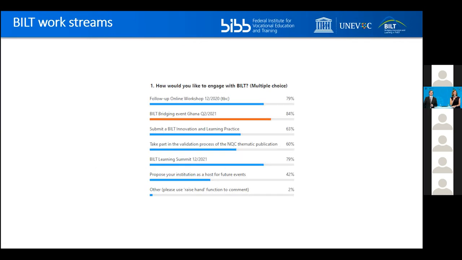Now we can see that a large number among you, 84%, is interested in the bridging event in Ghana, which certainly is a major event on our bridging line and a very important occasion to meet. And I think that if we can meet physically and in person, this will create a whole different atmosphere. So I think you're right in having a big preference for this meeting.